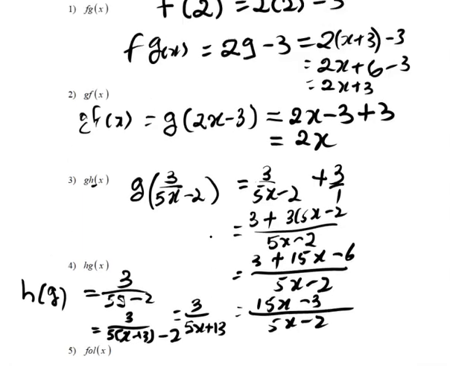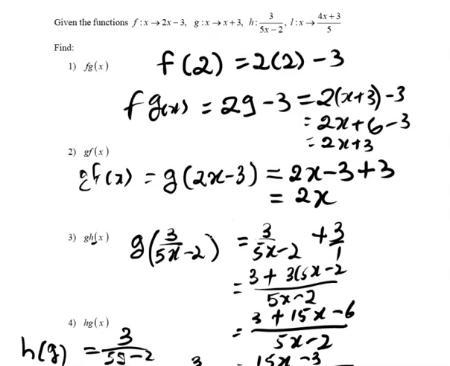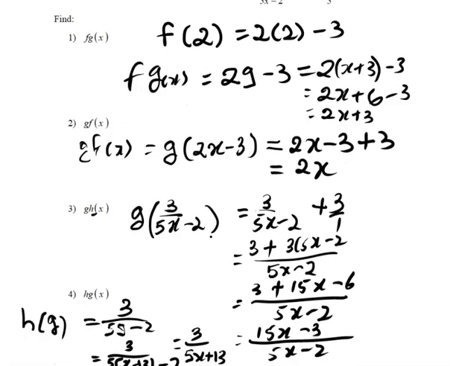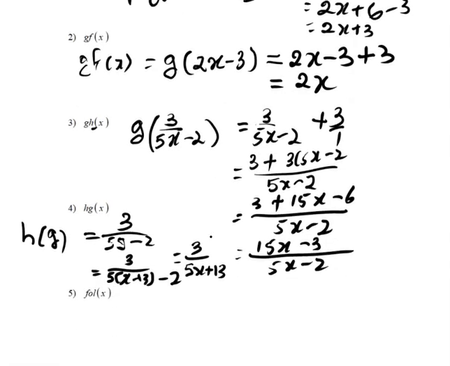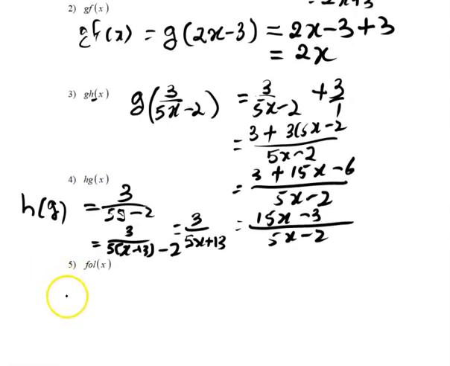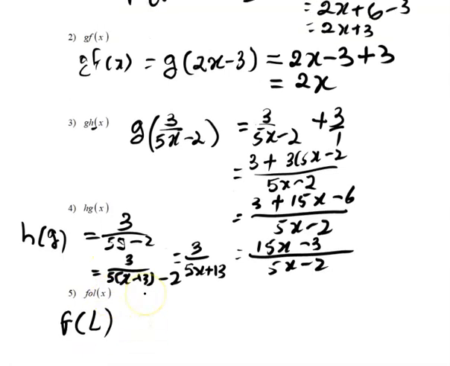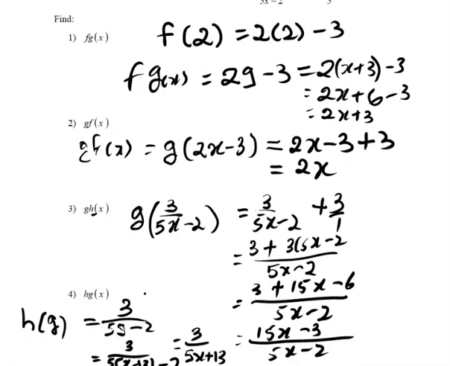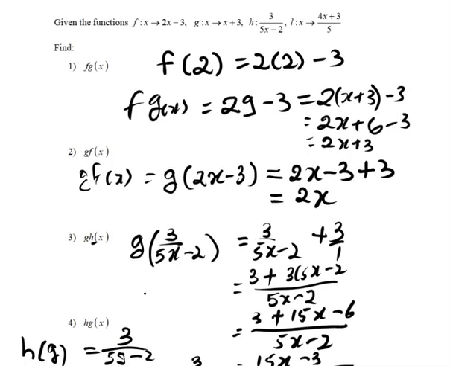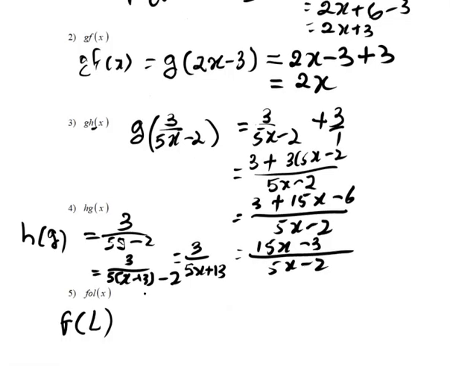Again, we have f of L of x. Our L is 4x plus 3 over 5. So what we can do, f L of x means the image of L by f. Okay. And our f is 2x minus 3. What does that mean? If you substitute this L where we see x, it means we are saying 2L minus 3.